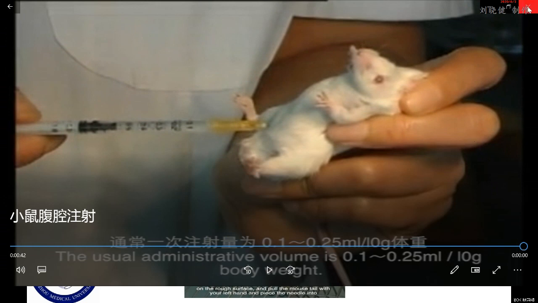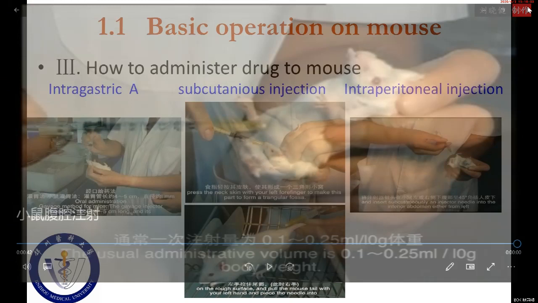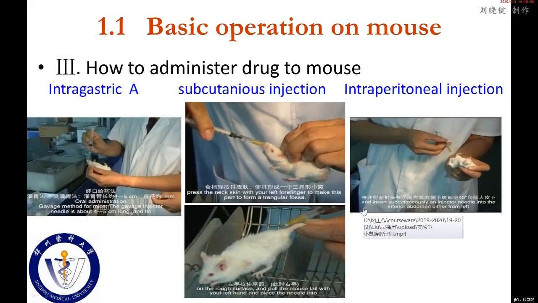Okay, the pharmacological effect caused by the drug is often determined by the drug dosage. So we should administer the drug correctly. Try to keep the right dosage in the body of the mouse.